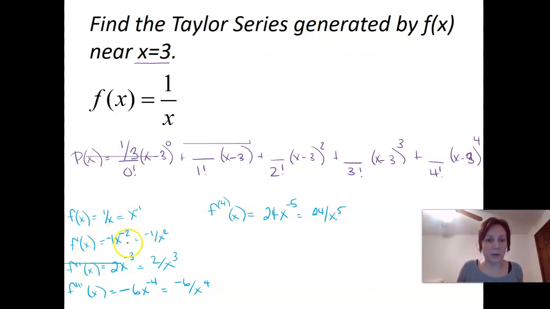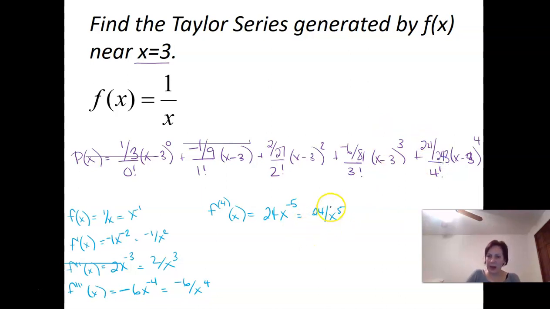F prime of x is going to be -1 over 9. My second derivative is going to be 2 over 3 to the 3rd, so 2 over 27. My third derivative is going to be -6 over x to the 4th, so -6 over 81. And then last but not least, I have 24 over 243 when I evaluate at the center.